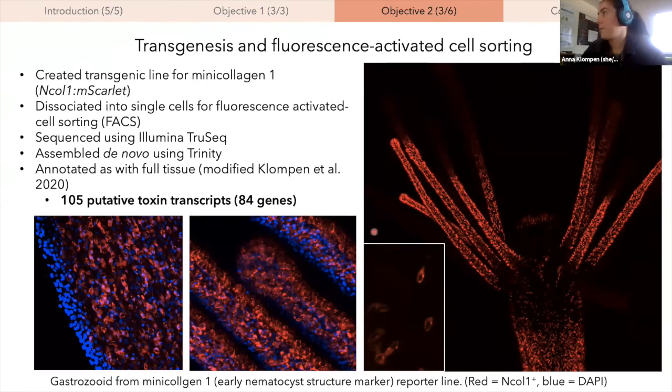Similar to what was done in Nematostella, I was able to dissociate these animals and use fluorescence activated cell sorting to get a fairly clean stinging cell sample to build a transcriptome with. And we got a really nice transcriptome from this in which I could annotate some of those toxin-like genes using the same method that I did before with the full tissue samples. I got 105 putative toxins, so some reduction, but I would say I'm a little bit more confident about some of these because it was such a nice stinging cell specific sample.